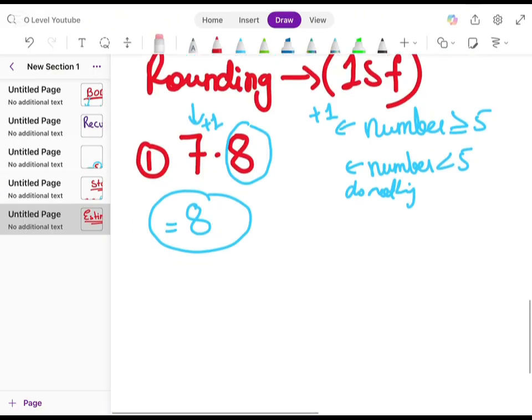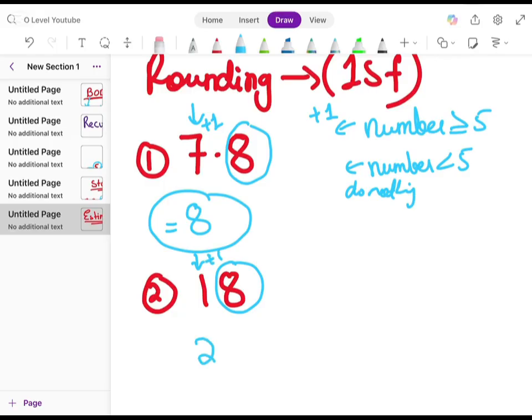Now we will see one more example. For the number 18, for example, I have to make one significant figure, so the first significant figure is 1. After 1 I have 8. Again you can see the number is bigger than 5, so I will add 1. This will become 2. Now I will write 0. Now there is some confusion among students: why I haven't written 0 in the first example and why I write 0 in the second example.